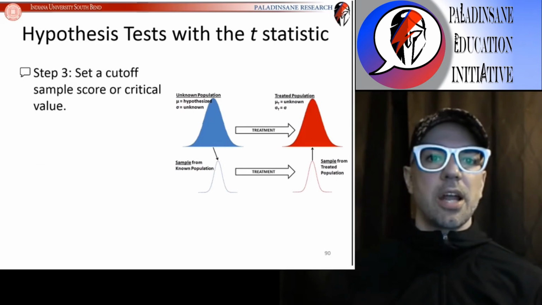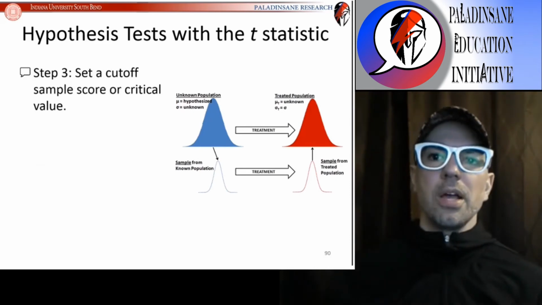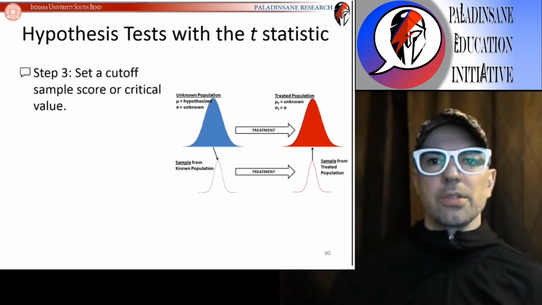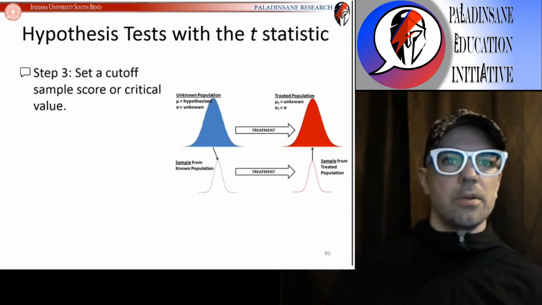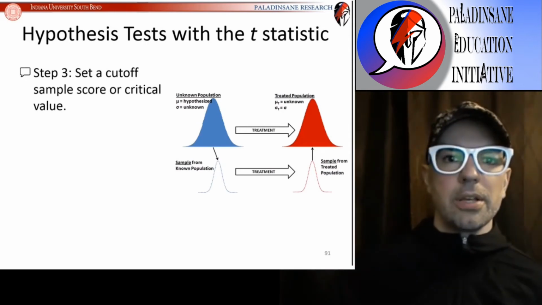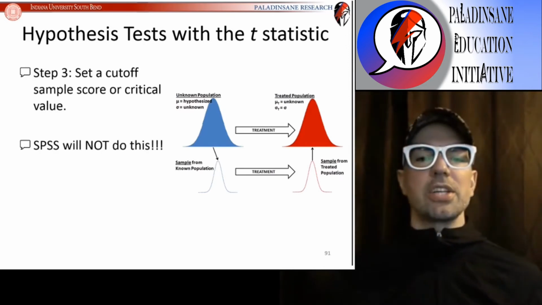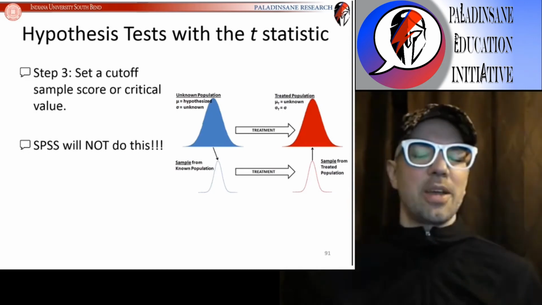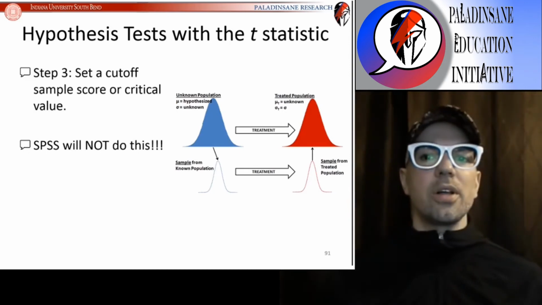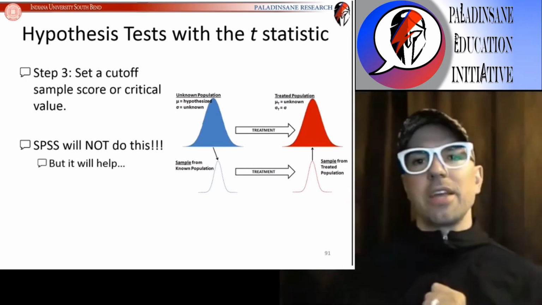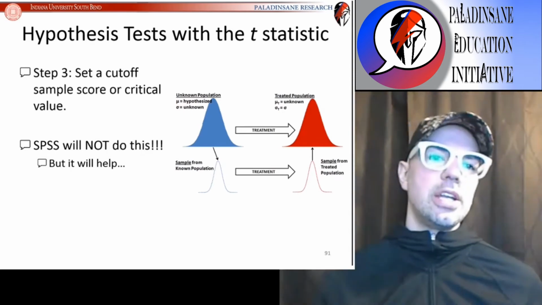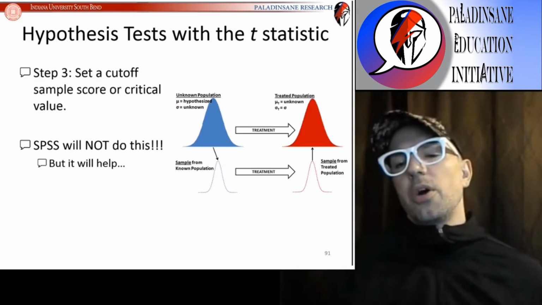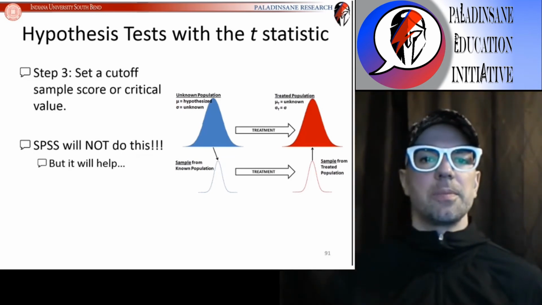Step 3, set a cutoff sample score or critical value. We need our lines in the sand. What we're going to do is mention that SPSS will not do this for you. So it can't do everything, unfortunately. However, it will help. And it's going to help by giving us the degrees of freedom. So we're still going to need to go to the table, but it will tell us the degrees of freedom so we don't make an error on that calculation.